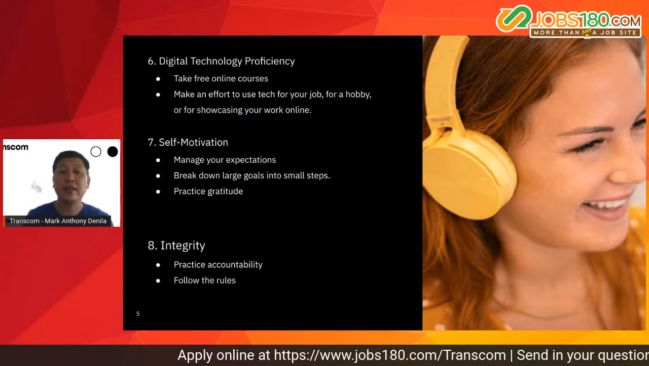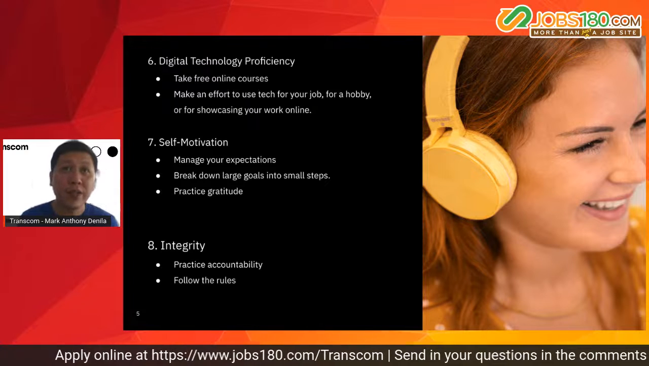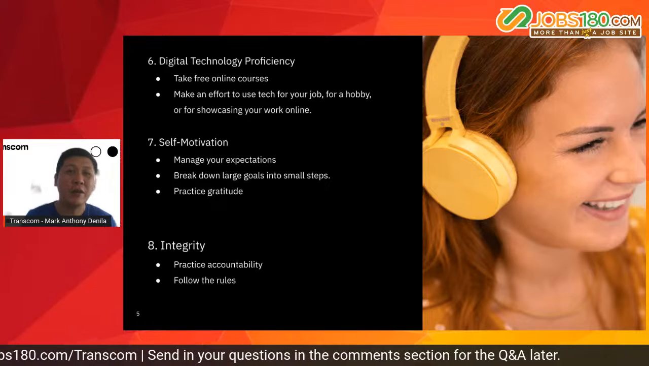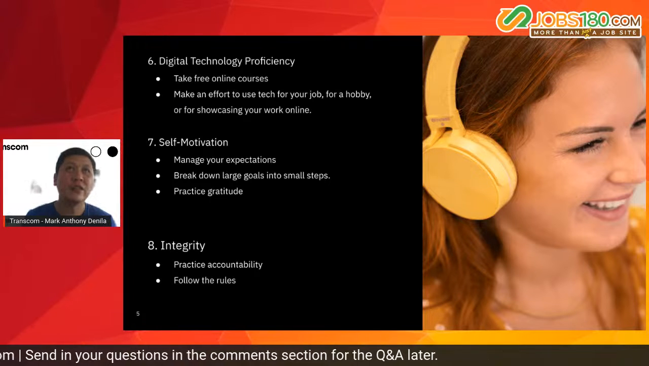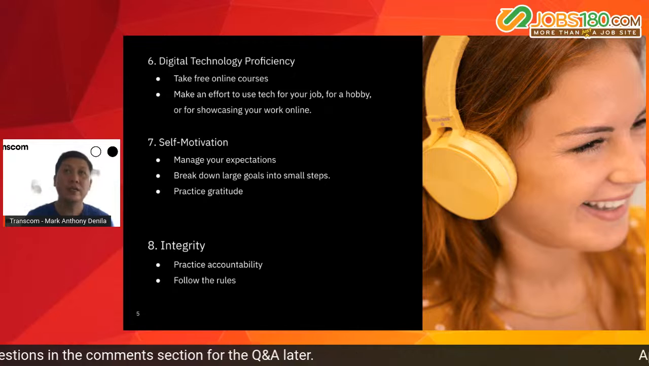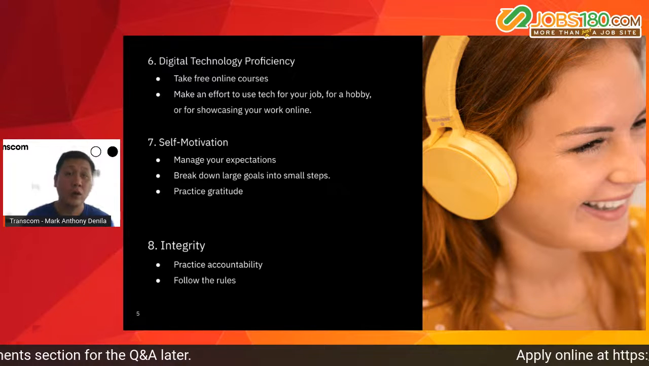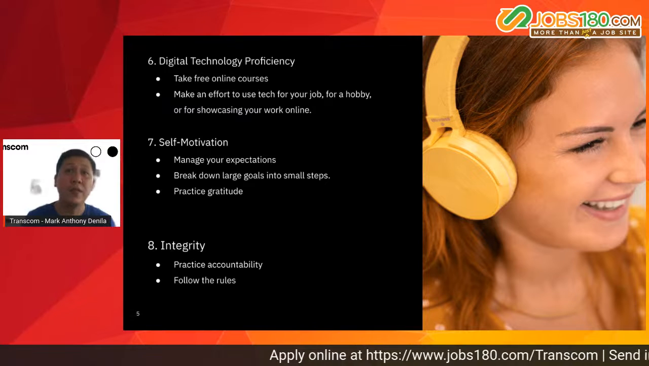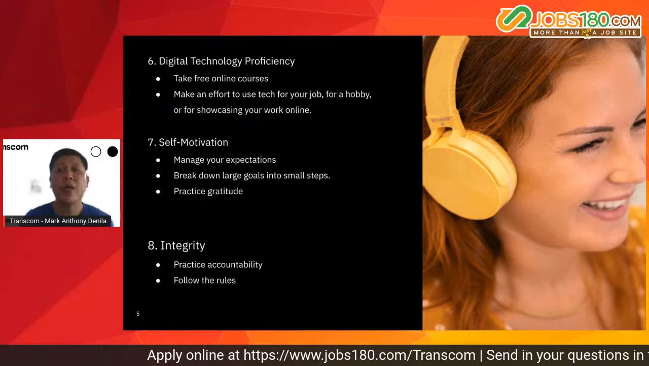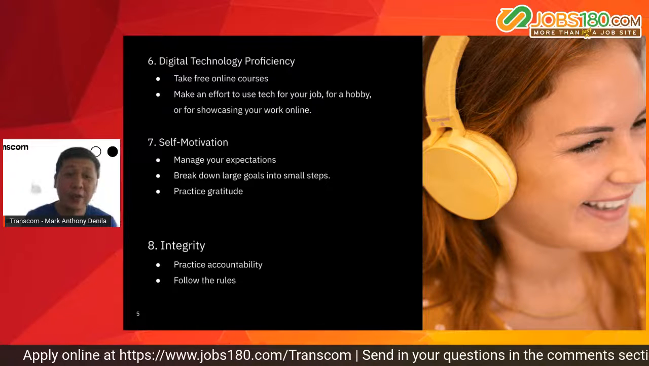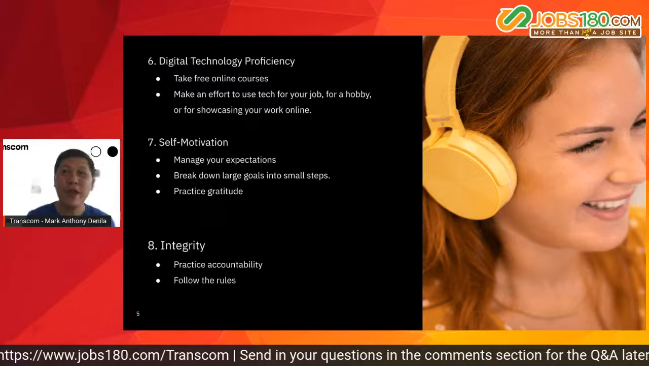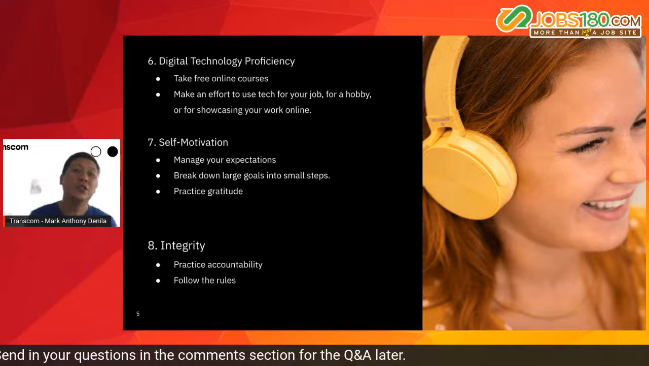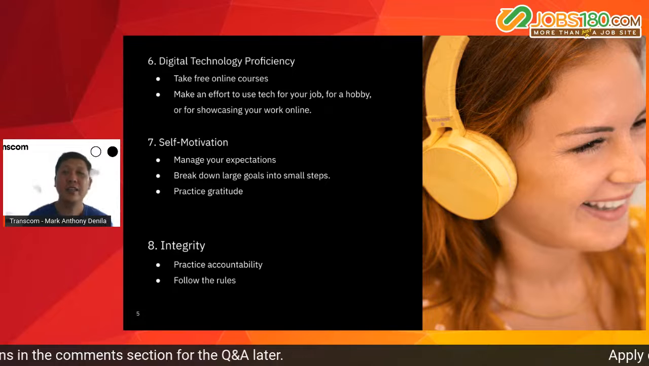Okay, and last would be integrity. So it's very important that you have to be honest. Being honest, or having integrity, is being who we are, right? So here you just need to practice accountability, especially if you're working. If you make a mistake, be accountable and just learn from it. And of course, in every industry or in every company, there are always rules and policies, so we need to follow them, right?